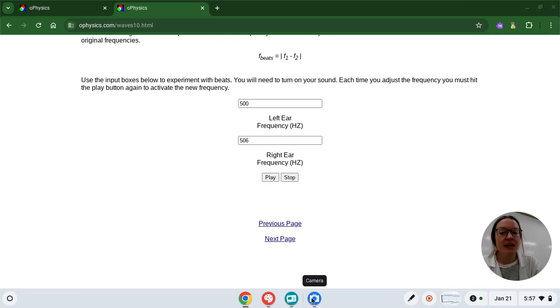Now, here's where things get really interesting. Here I have 500, and here, what if I change it pretty significantly and make it something like 900? Take a quick guess. What is going to be the frequency of the beat that you're going to hear between these two? Did you say 400 hertz? For sure, you're going to hear 400 beats per second.